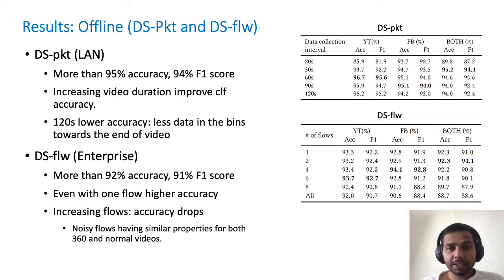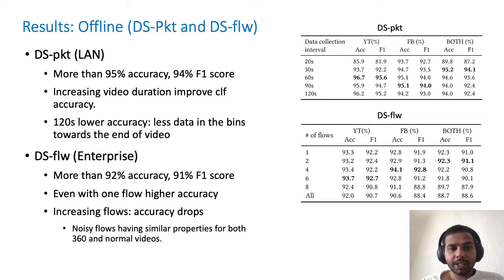When we increase the video duration, it definitely improves the classification accuracy because the model sees more data during the training phase. When it comes to 120 seconds, we see a slight drop in the accuracy because with too much data, there is less data in the bins towards the end of the video, making 360 and normal video have more similar characteristics.